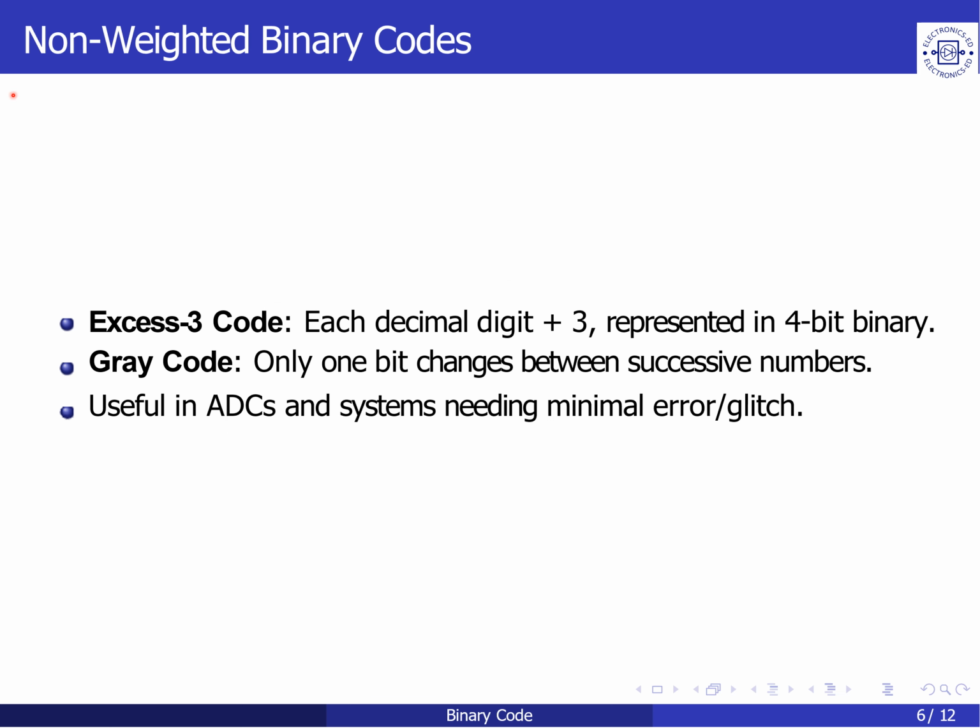Now, let's explore non-weighted binary codes. The XS3 code, for instance, takes each decimal digit, adds 3, and then represents the result in 4-bit binary. Gray code is another well-known non-weighted code, where only one bit changes between successive numbers. This feature makes gray code particularly useful in applications like analog-to-digital converters, where it's important to minimize errors or glitches as values change.